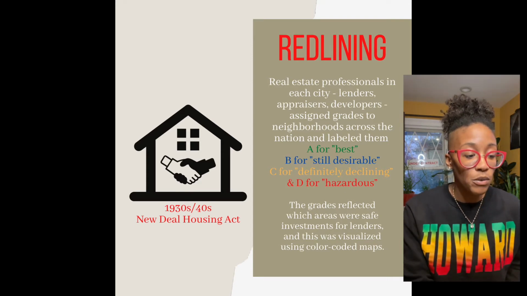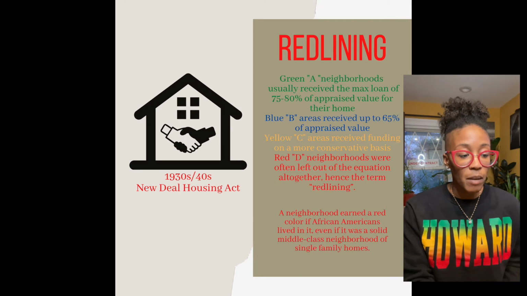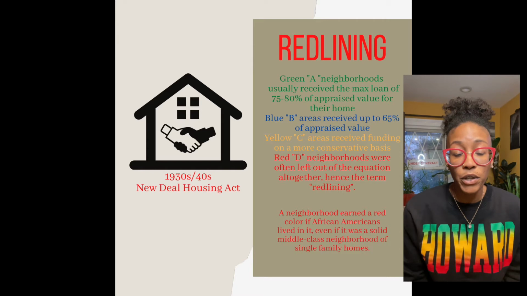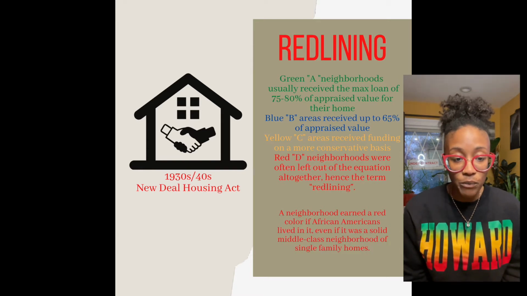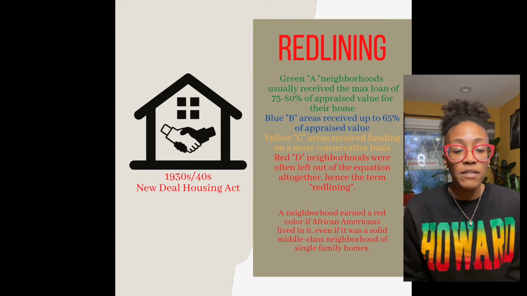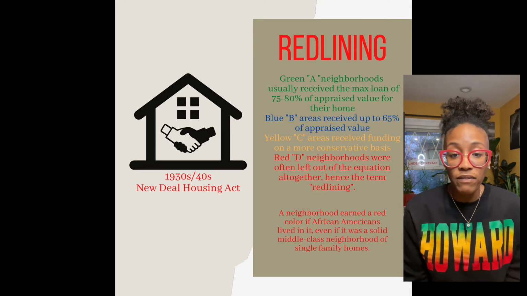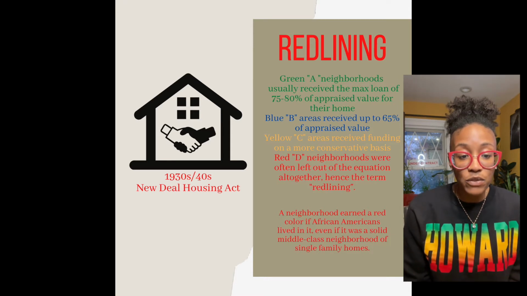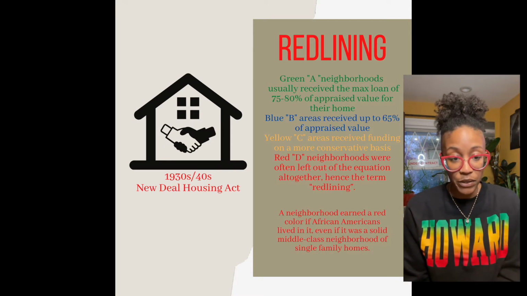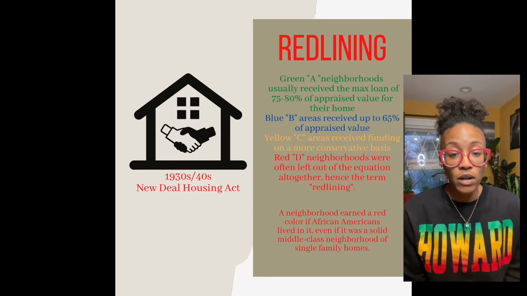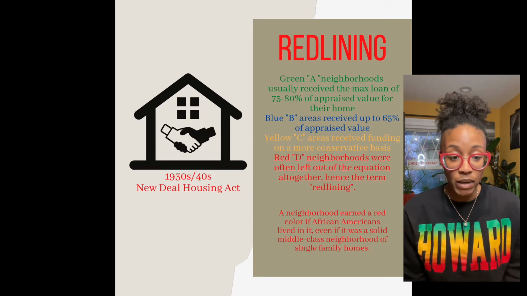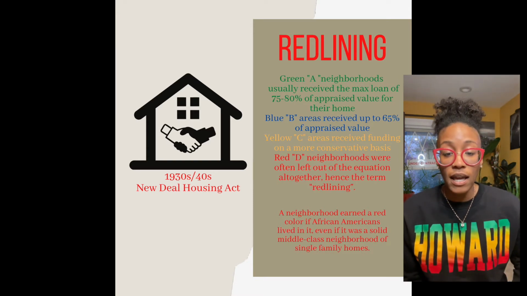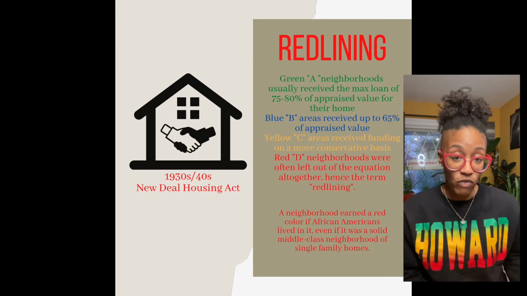I'm actually going to show you some of these maps in a second, but let's break down what the grades meant. If you were in an A neighborhood, you were green, so you can think of it like green go. The A neighborhoods usually received funding in the max amount of 75 to 80% of the appraised value for the home. The blue B areas received up to 65% of the appraised value. The yellow C areas received funding, but on a more conservative basis. And then the D neighborhoods were red, and they were often left out altogether, hence the term redlining.